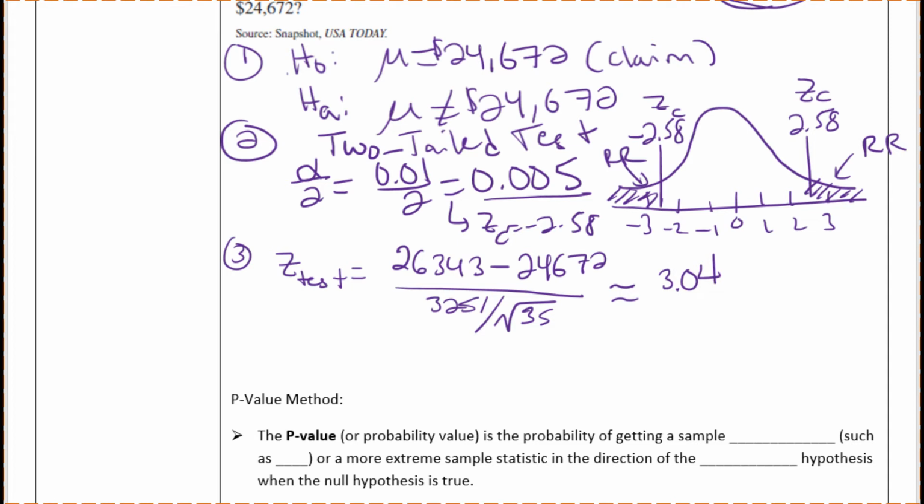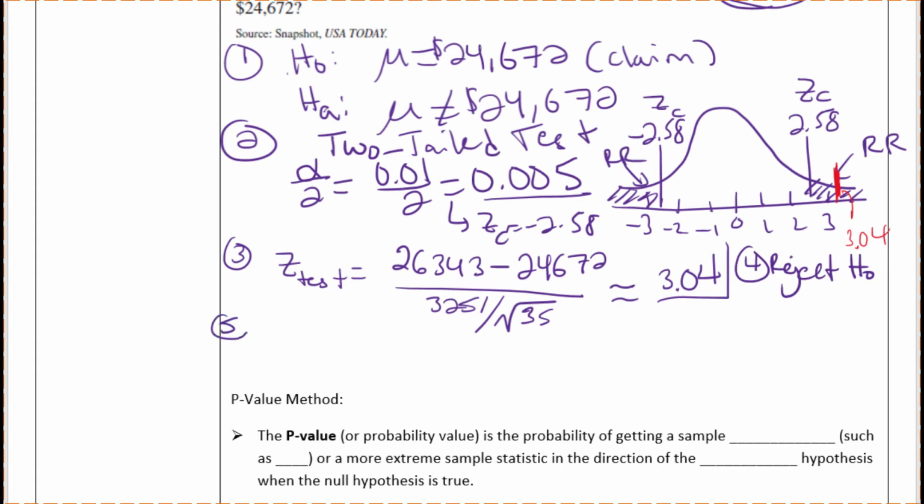So that means that value is all the way over here. That value is 3.04, which means that we're in our rejection region. So that means we will reject. Let me just write step 4 over here. Step 4, we reject our null hypothesis.